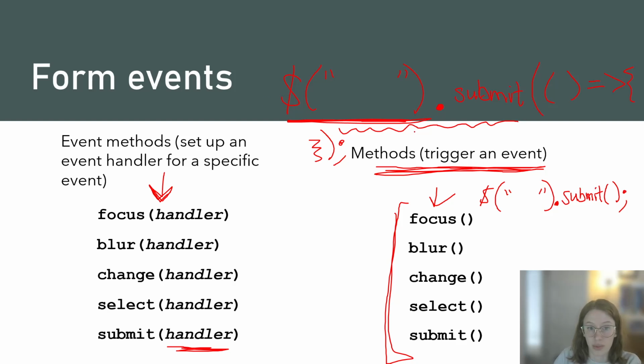So they're set up exactly the same, but the event methods set up an event handler for an element. So they need to be passed in an actual event handler, an actual function. Whereas if you don't plug in anything as a parameter, that will just trigger that event.